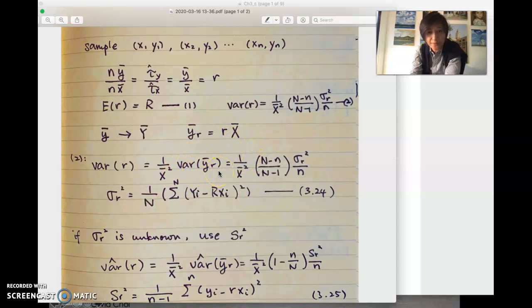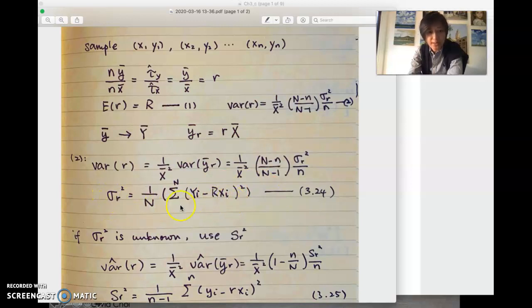Variance of y bar, we learned it last week. Under the finite population assumption, it equals the finite population correction factor multiplied by sigma r squared over n. Sigma r squared is defined as the variance of the yi around r xi. So the variance of R depends on the variation of yi and also the variance around the r xi.